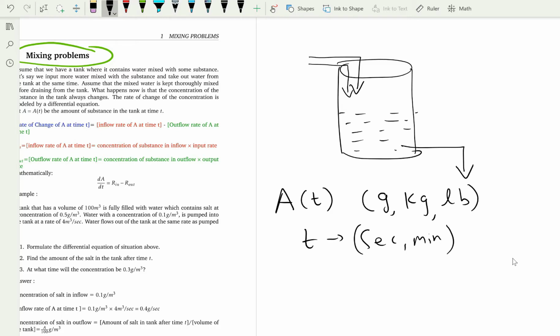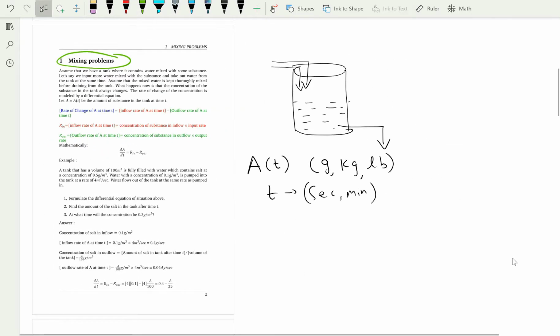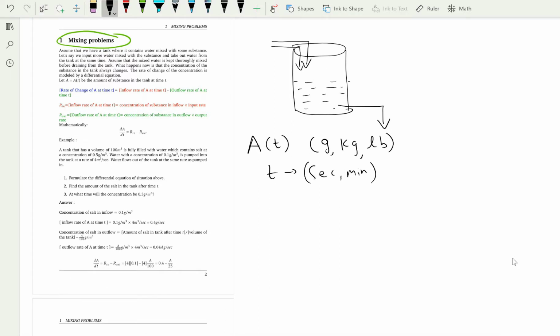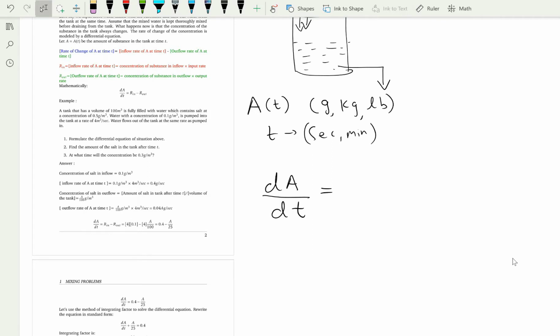Now let's try to write down a differential equation for this scenario. We are really interested in the rate of change of the amount of salt in the tank, so that's dA over dt, the rate of change of the amount of salt with respect to time. The idea is that this rate of change is the rate that salt comes in minus the rate that salt goes out. That's the idea behind the modeling.